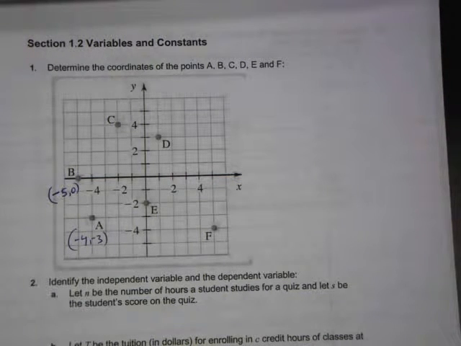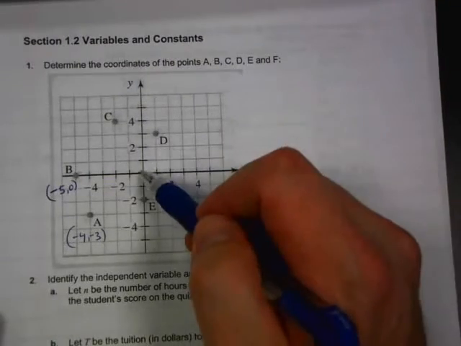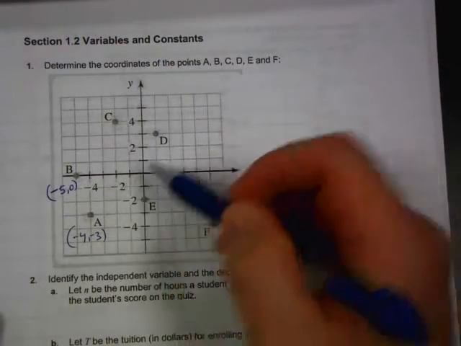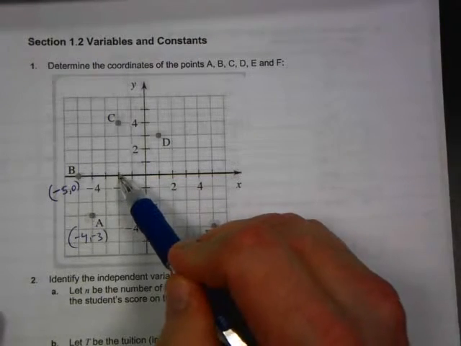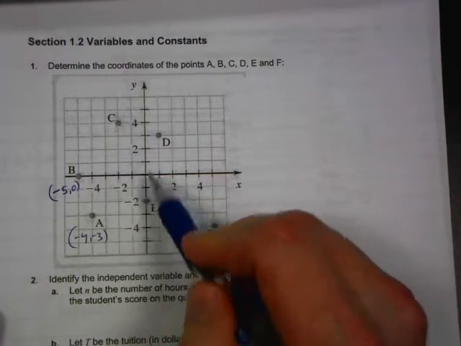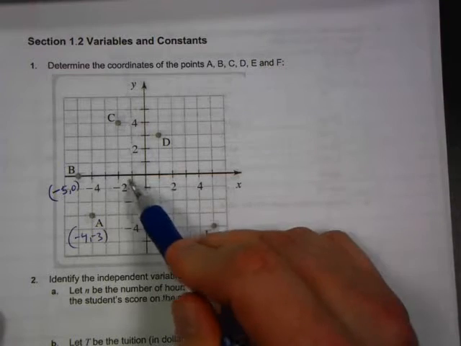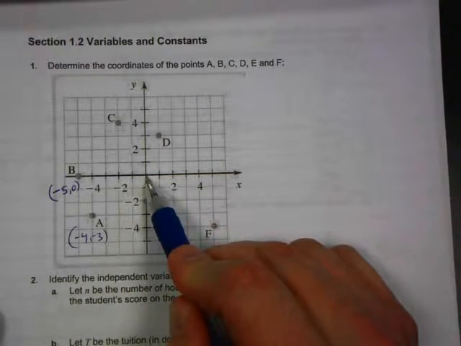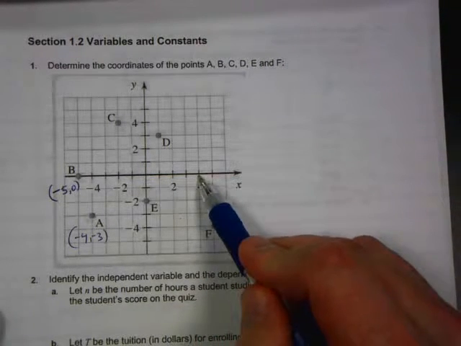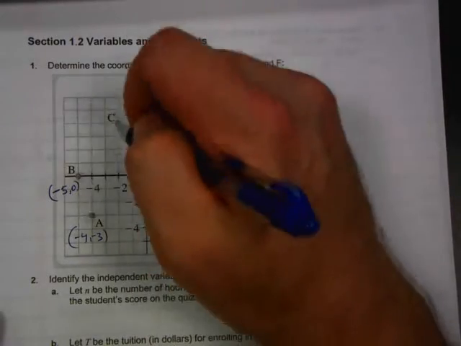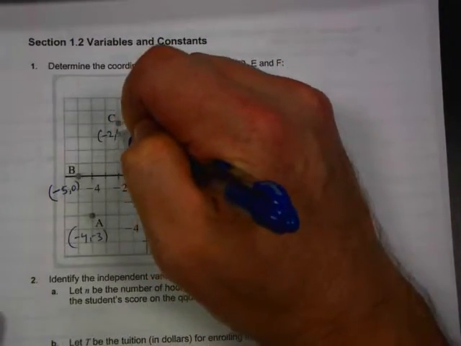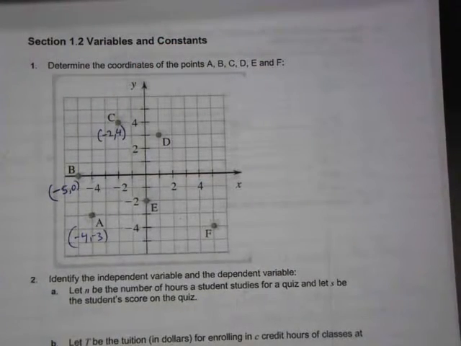All right, I need another voice for C. Negative 2, 4. I think negative 2, 4 was correct. Negative 2, 4 would be there. Remember, you do the left and right first. If you gave me 4, negative 2, that would tell me move 4 to the right and then 2 down. All right. So again, watch that. Very easy to get them backward. Always make sure you're doing the left and the right first.